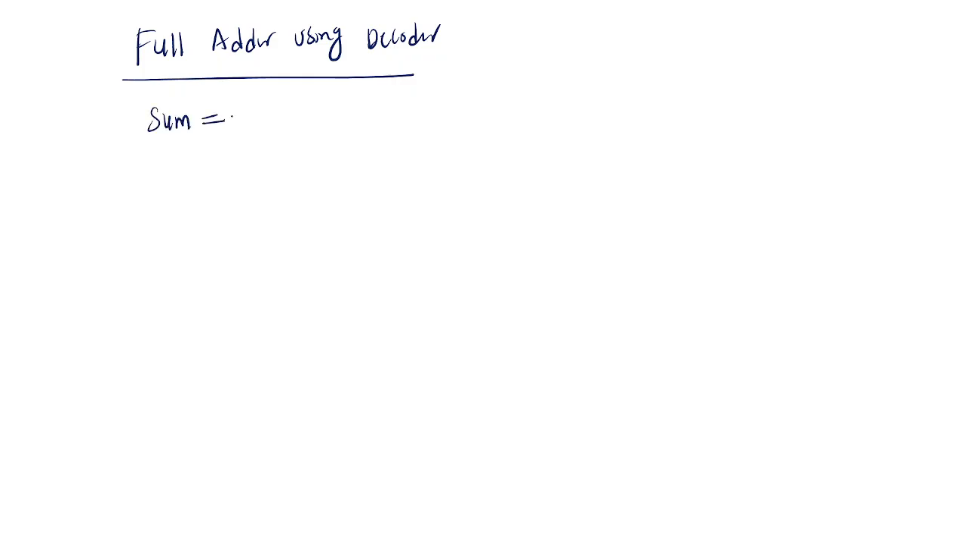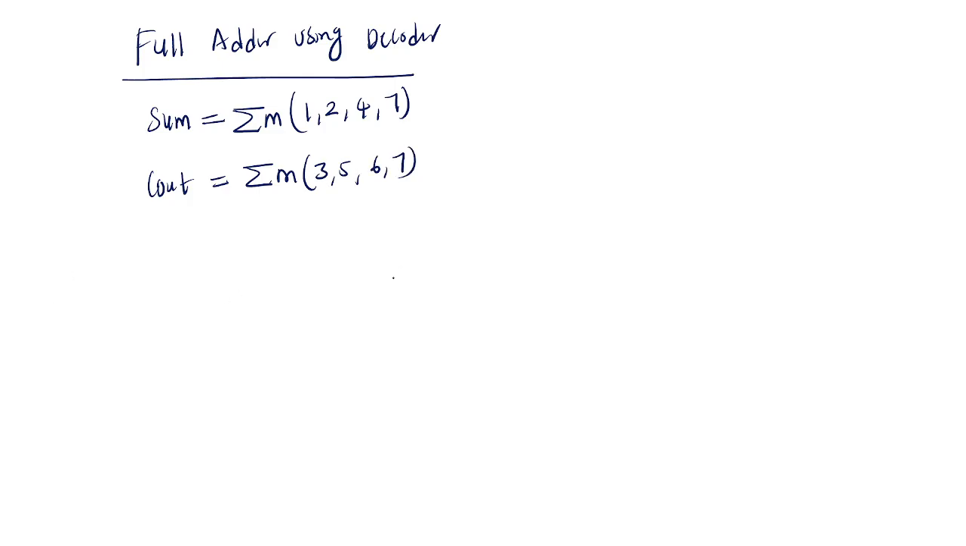Okay. Next, suppose you want to design a full adder using a decoder. How to design a full adder using a decoder? What is sum? Have you remembered? Sum of minterms, meaning the 1 terms: 1, 2, 4, 7. And carry out is sum of minterms 3, 5, 6, 7.